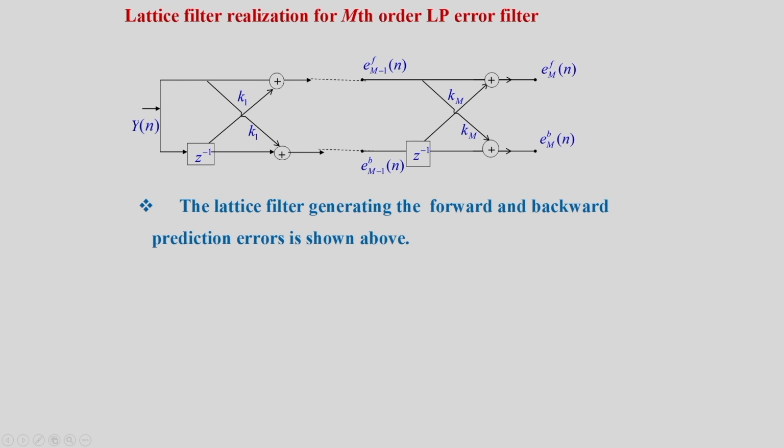So, input will be yn here, and then the first section output will be E1 Fn and here E1 Bn, and like that, the last section, because we are interested to find out the mth order prediction errors. So, both forward and backward prediction errors will be obtained by the last section. The last section input will be Em minus 1 Fn and Em minus 1 Bn. Thus, we can get the forward and backward prediction errors using this lattice filter structure with yn as the input. So, this diagram shows the lattice filter implementation.